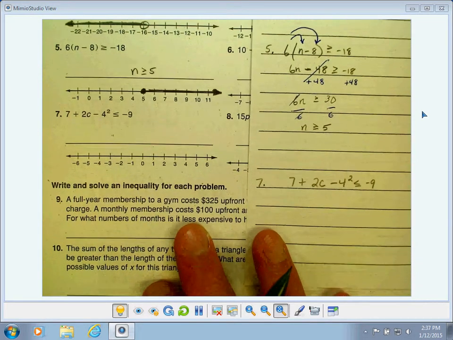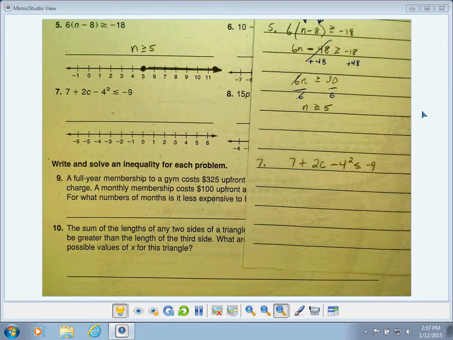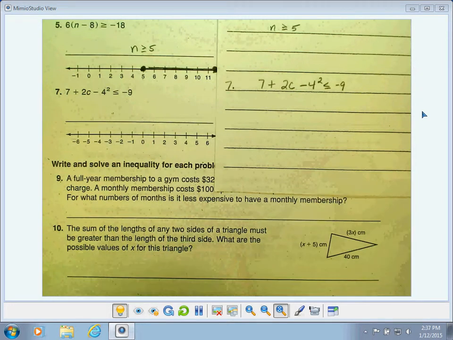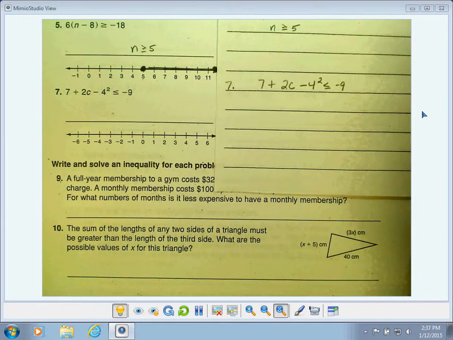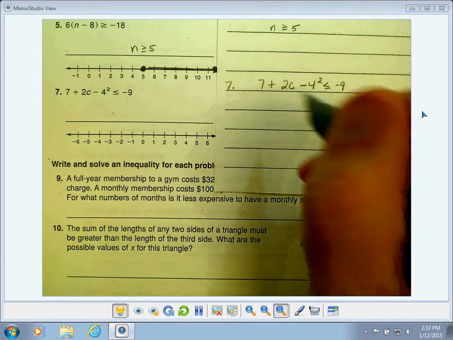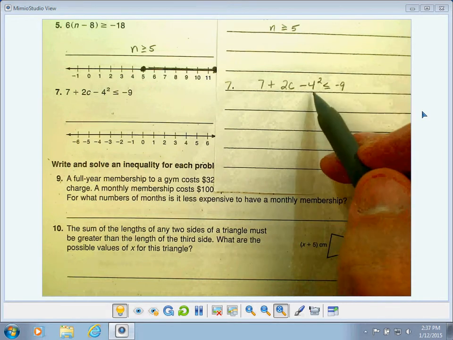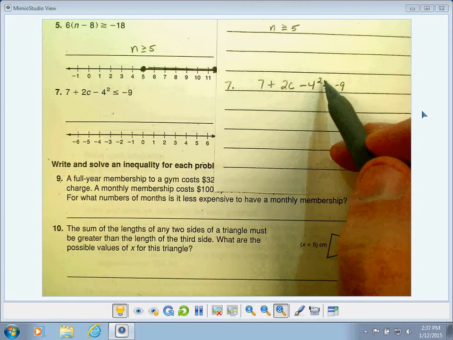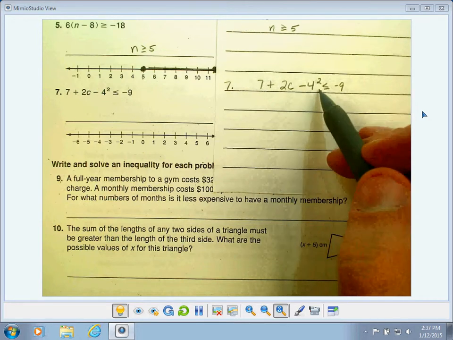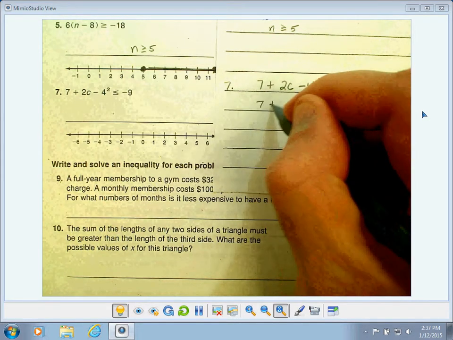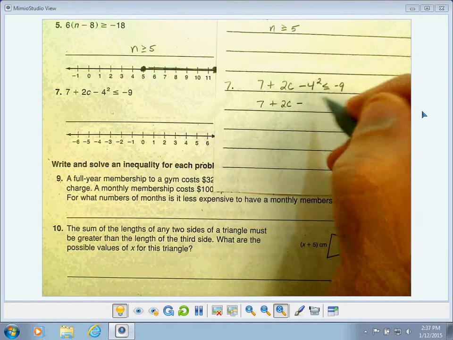Okay, and then finally we'll move down to one of the harder ones on the page, number 7. So number 7 has a little bit of simplifying to it, maybe even 2 steps worth of simplifying, but really it's actually not that bad. So what I'm going to do is I see this negative 4 squared part, okay? The way I need to read this is, remember, exponents come first. So since this minus sign with it is not in parentheses, it's really minus 4 squared, which is minus 16. So this is 7 plus 2c minus, and then the 4 squared is 16.